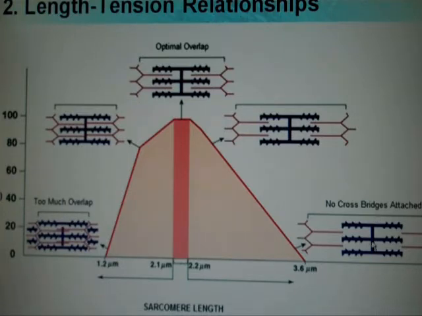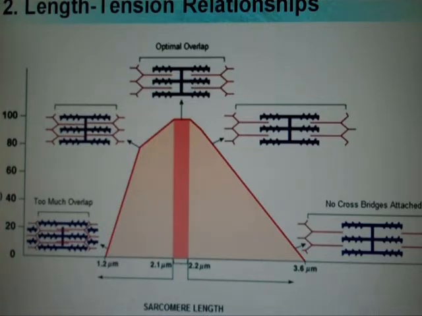And here, the muscle's stretched or torn. There's not an overlap at all. Because there's no cross bridges that can attach, there's no force that can be generated. So here's why it's important for a proper warm-up. If we have a proper warm-up, we can establish optimal overlap and we can exert optimum force.